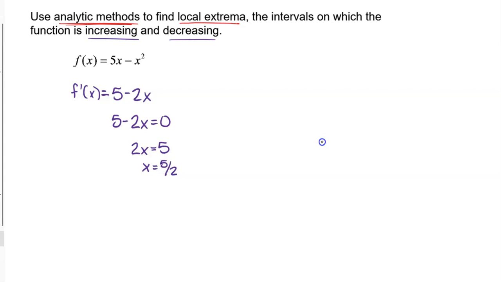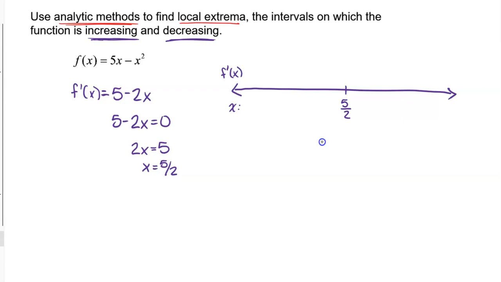Then step 3 is the analysis. In these situations where we also have to find increasing and decreasing intervals, you're really going to want to rely on a sign chart. Your critical points go on the bottom of the sign chart. These are x values. On the top of the sign chart, we're talking about the sign of the first derivative. So from negative infinity to 5 halves, and from 5 halves to infinity, is the derivative positive or negative?